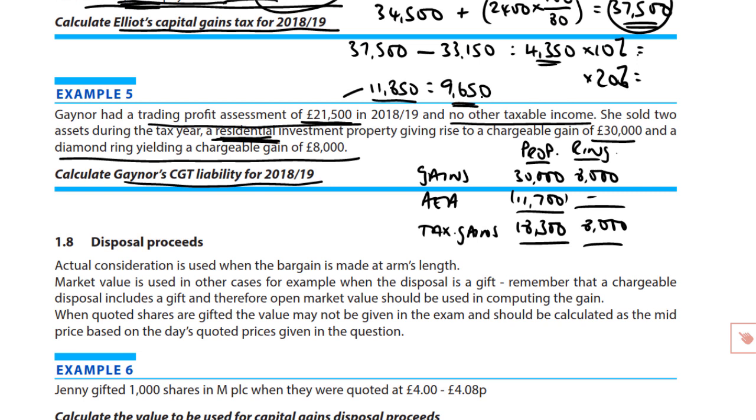Now, not that it will matter, and we'll explain that in the answer in a moment's time, but I'd suggest here that what you would do is to firstly tax the taxable gain on the property before then moving on to tax the gain on the ring. What we can see is, with a combined amount of 18,300 plus 8,000, 26,300.